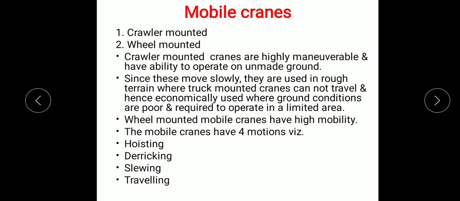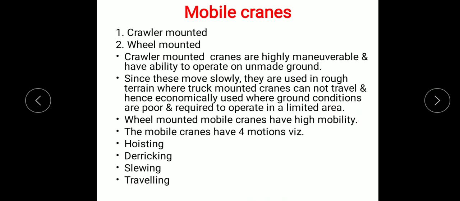The second type of crane is mobile cranes. So basically the mobile cranes are either crawler mounted or wheel mounted. So crawler mounted cranes are highly maneuverable and have ability to operate on unmade ground. So when the terrain is rough, or if it is an uneven terrain, in that case we have to use crawler mounted cranes. Since these move slowly, they are used in rough terrain where truck mounted cranes cannot travel, and hence economically used where ground conditions are poor and required to operate in a limited area.